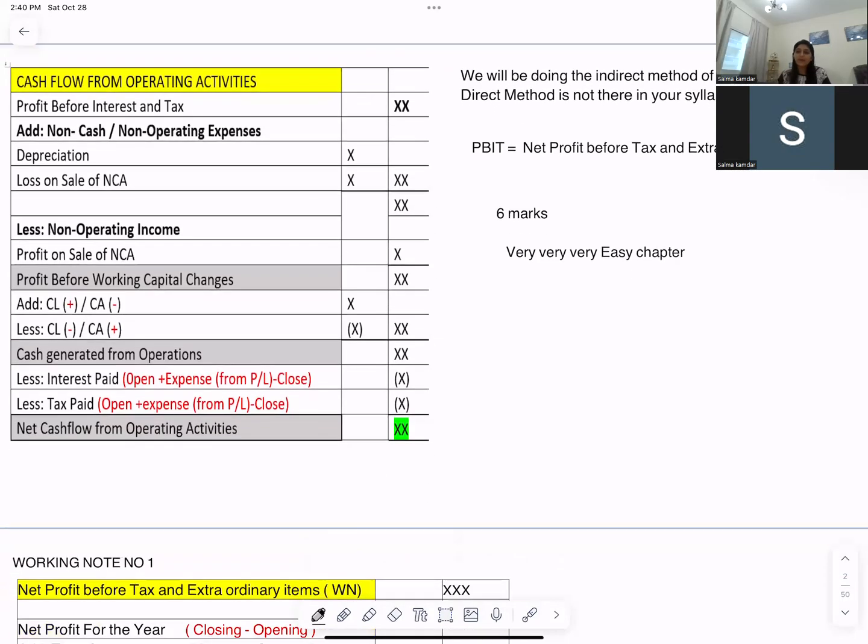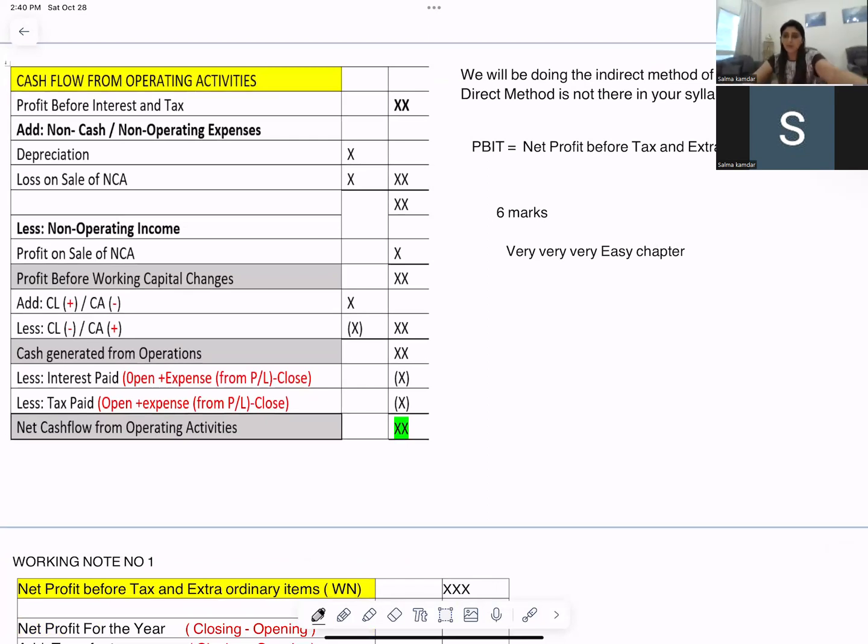Hello everyone. We are studying cash flow from operating activities. So when we prepare a cash flow statement, the first thing that we need to find out is cash flow from operating activities. This chapter has 6 marks weightage in the CBSE.